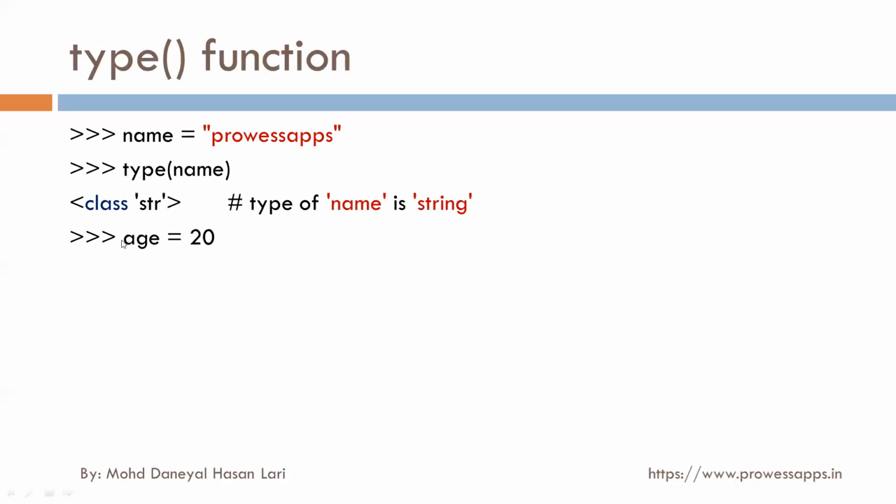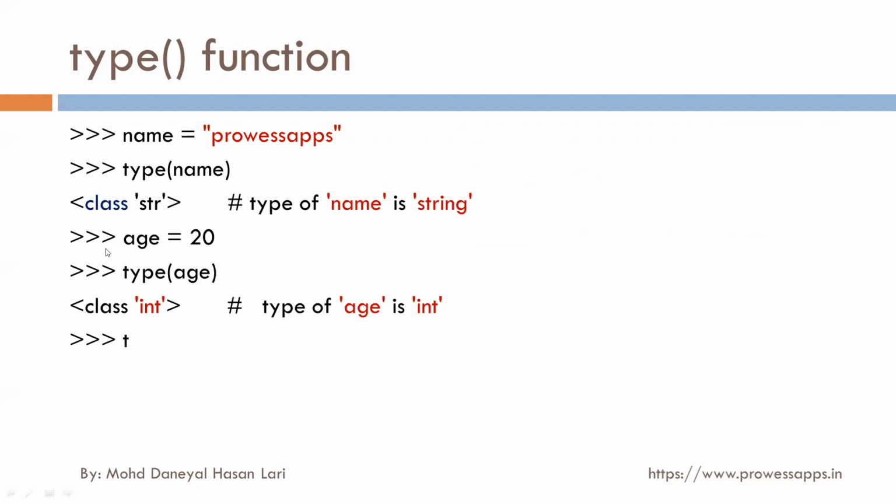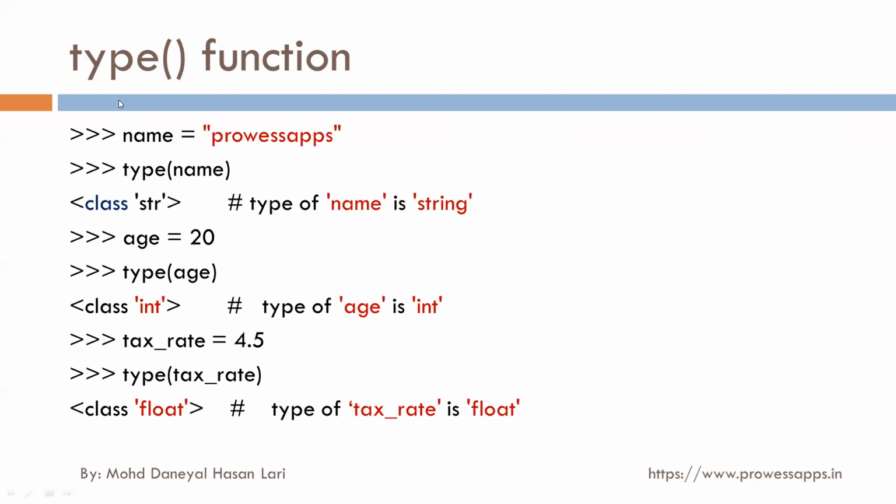Similarly, if you want to check the type of age, you can write type and age, and you can see the type of age is int. If you want to check the type of tax rate, you write type of tax_rate. As you can see, according to the value, for example, this one is inside double inverted commas, it is a string, this is an integer value, and this is a decimal number. So according to the value, that variable will become of that type. This is the way that you can declare variables in your Python script.